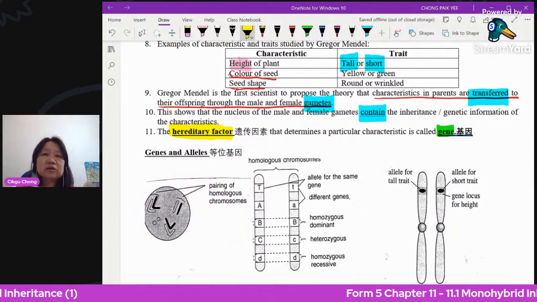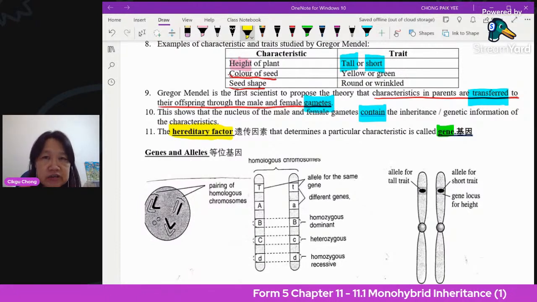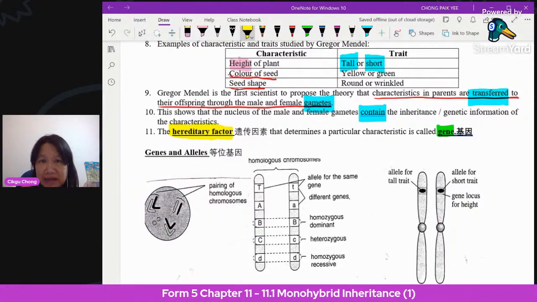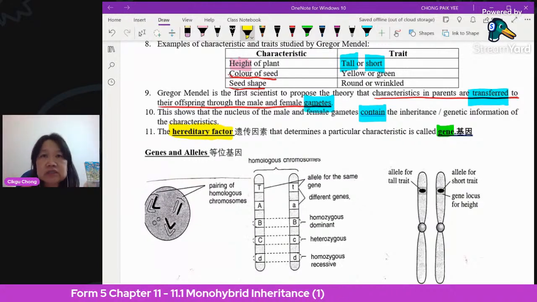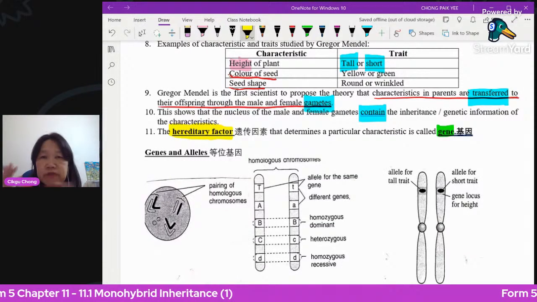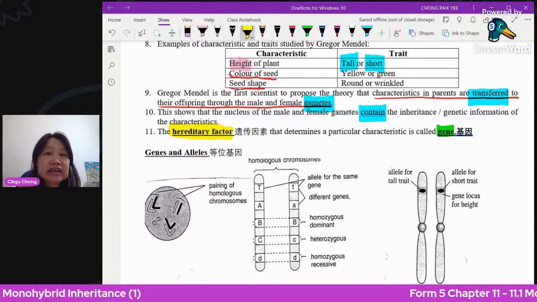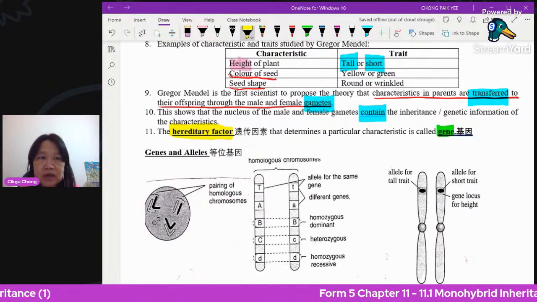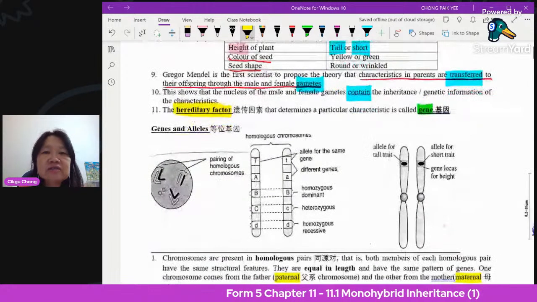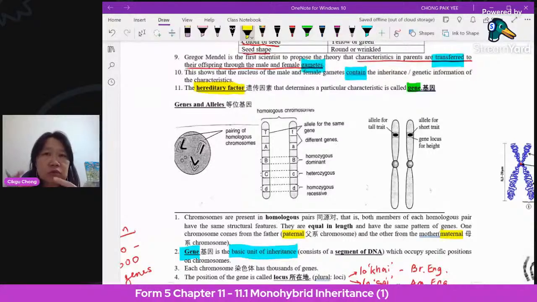Gene is what we call the basic unit of inheritance. You are what you are now. You look like your parents, your father or mother, because you carry their genes. So now we use the word gene. Now where is this gene? So now we look right down into where the genes are.